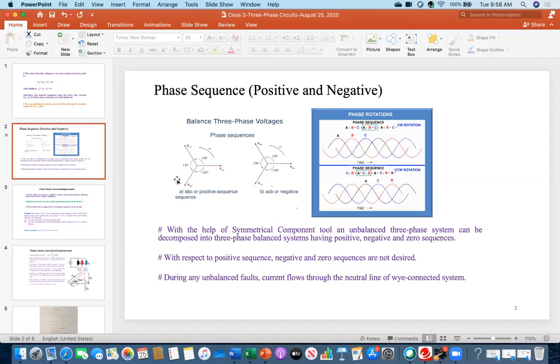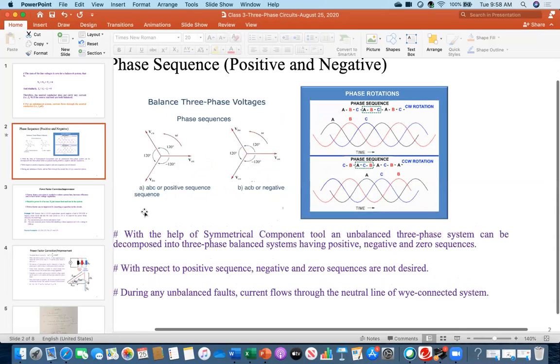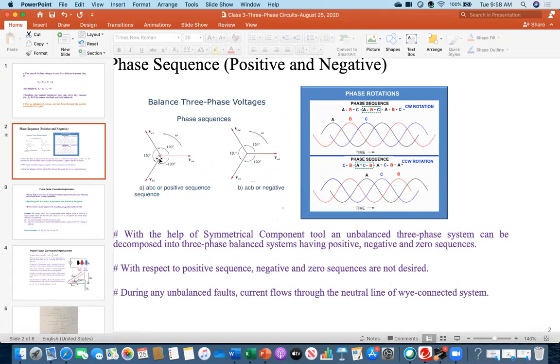So everybody see, if you see this left side figure, this is VAN, this is VBN, then this is VCN. So what I have said is ABC or positive sequence. Here what I have said is ACB or negative sequence. Everybody see? AN here, but then CN is here, then BN is here. Both systems are properly maintaining 120, 120, 120. That is fine. But see the difference here, A, B, C. But here, A, C, B.